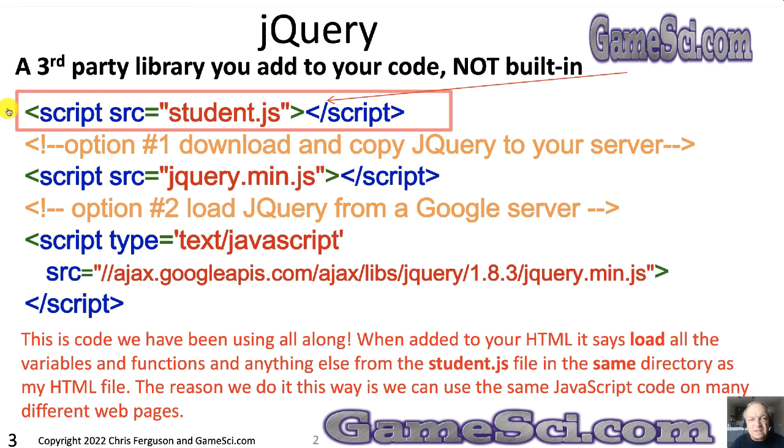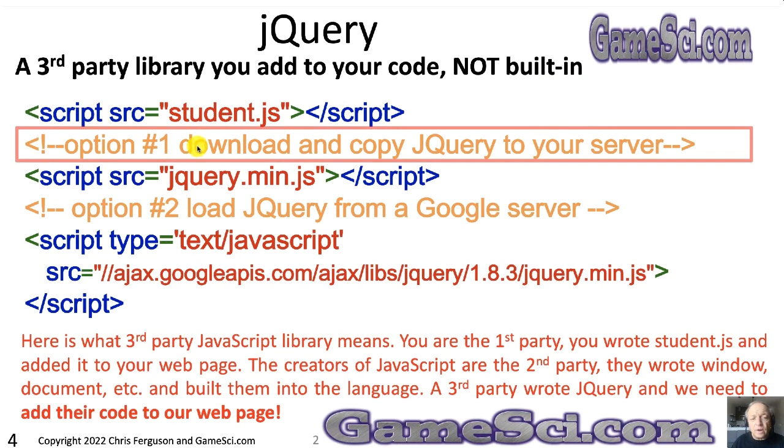First up, let's look at something we already know, the script tag with the source equals student.js. When added to your HTML, it says load all the variables and functions and anything else from the student.js file in the same directory as my HTML file. The reason we do it this way is so we can use the same JavaScript code on many different web pages. You've done this for every lab so far. Include the student.js code into my web page.